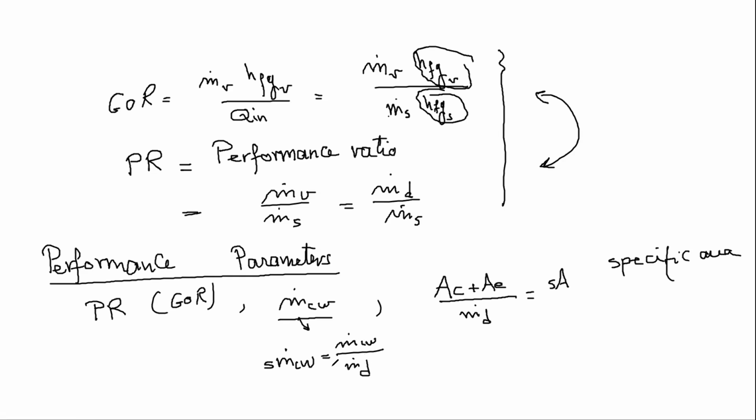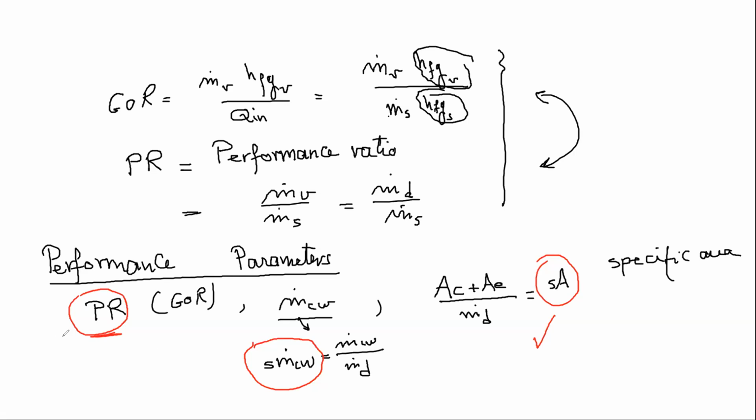m dot distillate. So at the end, the three parameters that we rely on to evaluate the system performance are performance ratio, specific mass flow rate of the cooling water, and specific heat transfer area. This is related to the capital cost of the unit. This is related to both capital and running cost, because capital cost is in selection of what should be the size of the pump, and running cost is how much energy this pump is going to consume while operating. And this is a performance parameter.